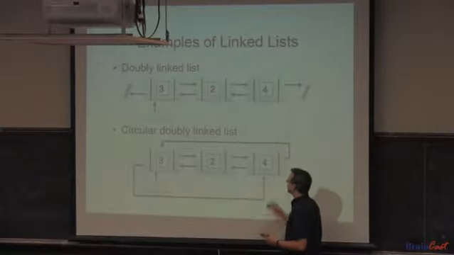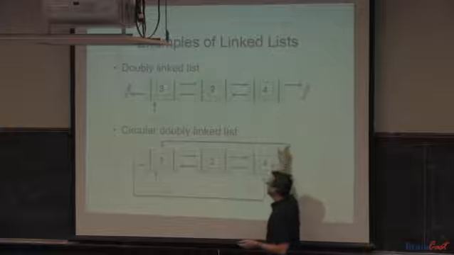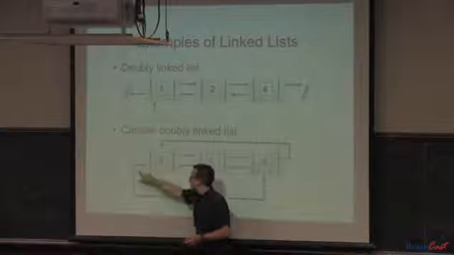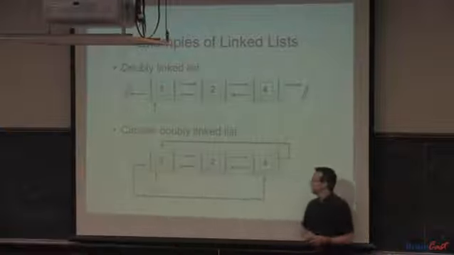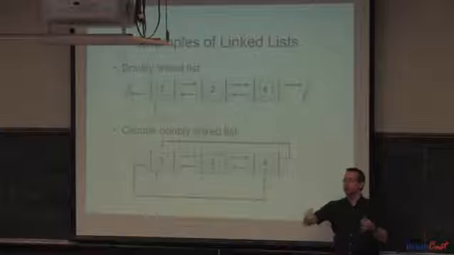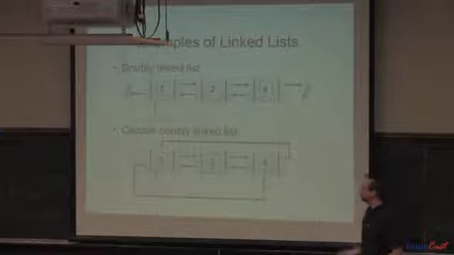Circular doubly linked list, the difference being the next of the last knows the head of the list, and the head's previous knows the last. So again, this is like the Rolodex that can go both directions. You can go forward in the Rolodex or backwards in the Rolodex. Okay? So those are just 4 examples of linked lists.